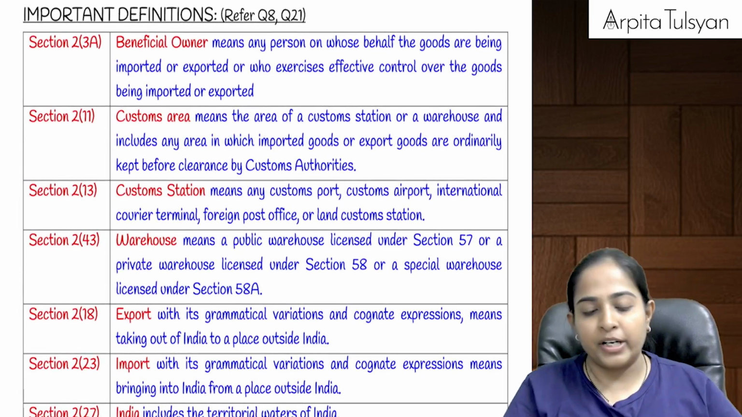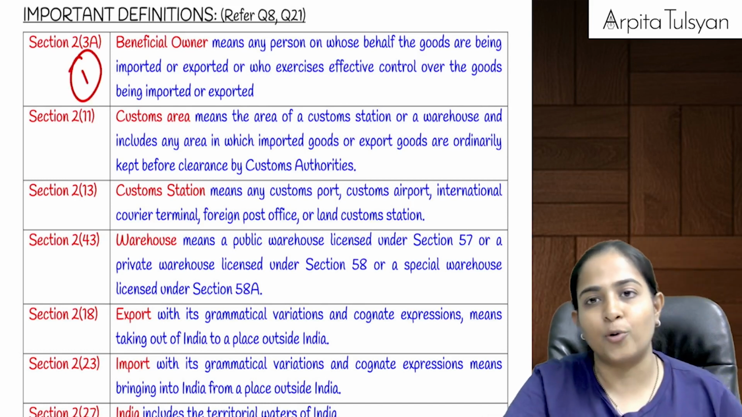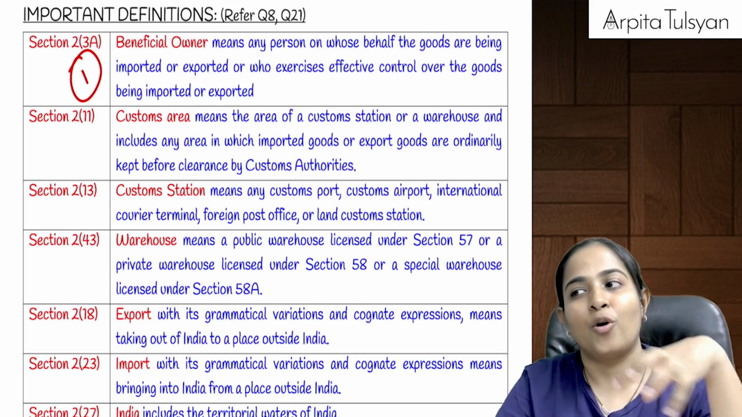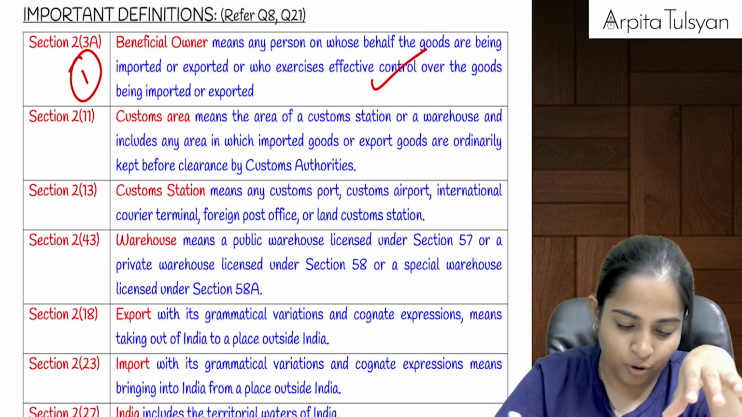Now a few important definitions. First one is of the beneficial owner. Beneficial owner is that mastermind person, on whose directions and control this import and export takes place.